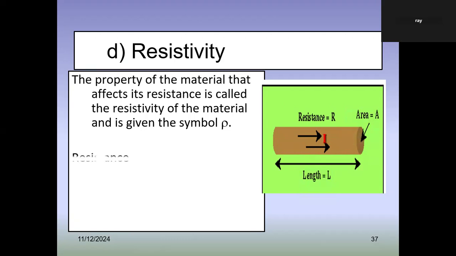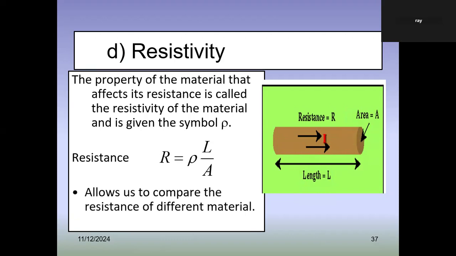Length of conductor is L, cross-sectional area is A. So our resistance is rho L over A. Resistivity allows us to compare the resistance of different material.